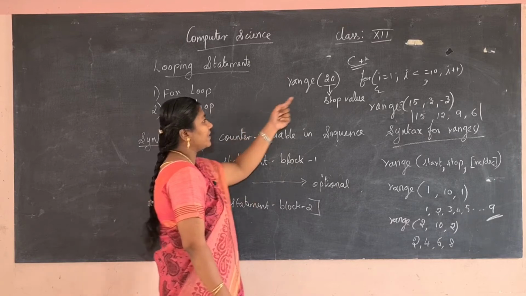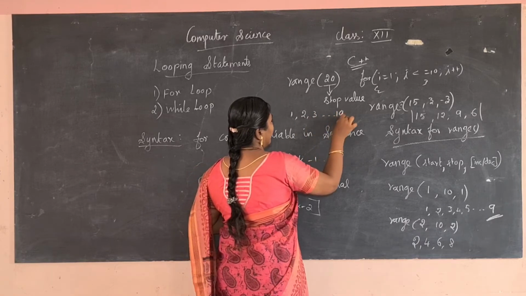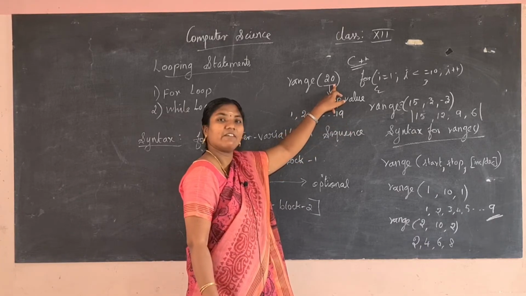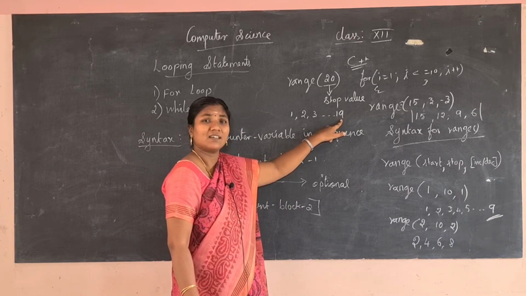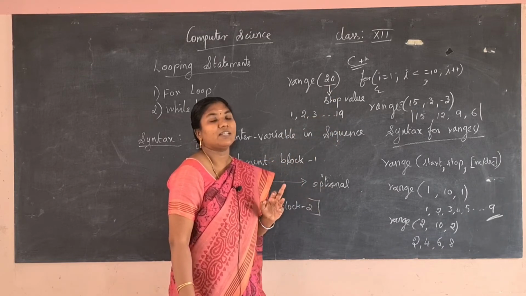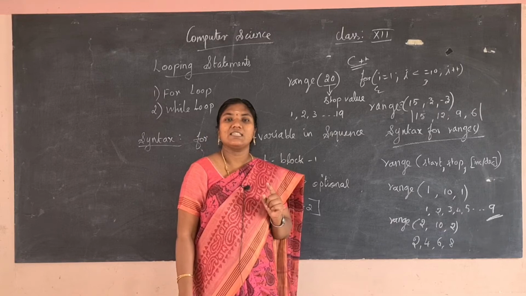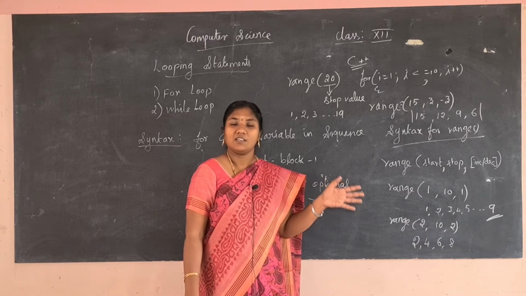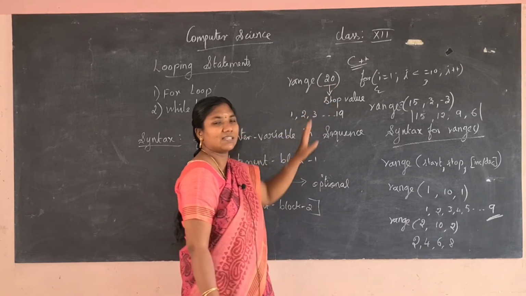Then how does the loop get activated? 1, 2, 3, etc. up to 19. It will start from 1 and go up to 19 because I have given only one value in the bracket as a parameter. So it will consider only up to n minus 1, which is 19. I have not given the start value and I have not given the increment or decrement value. So if you give only one value within the range function, it will consider it as a stop value, and it takes 1 as the start value and 1 as the increment value.